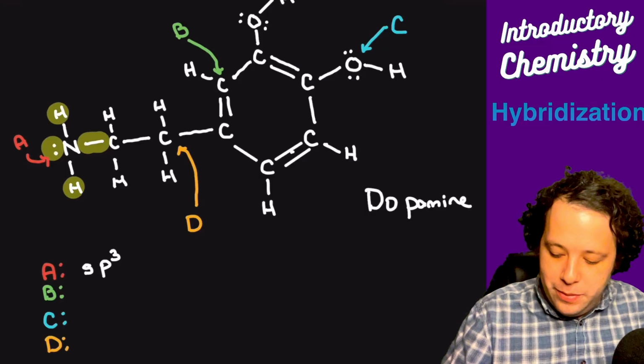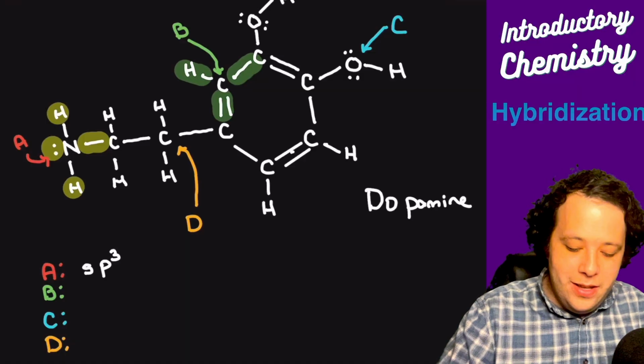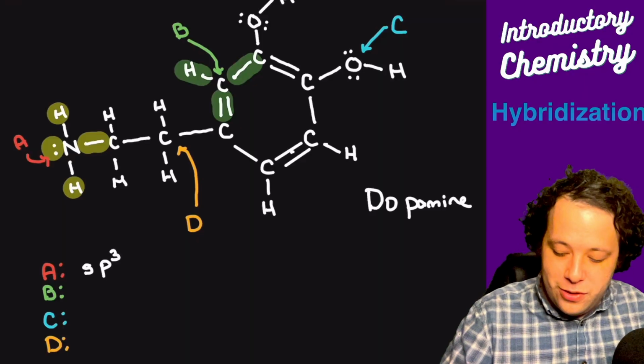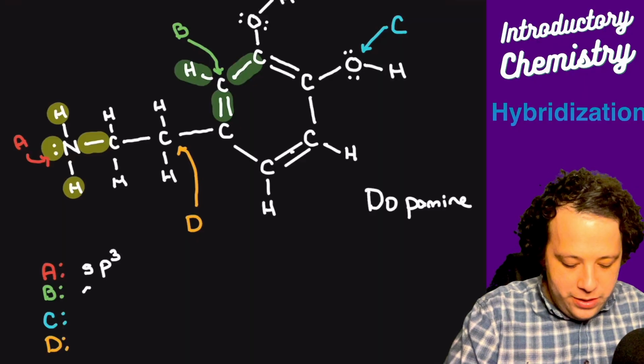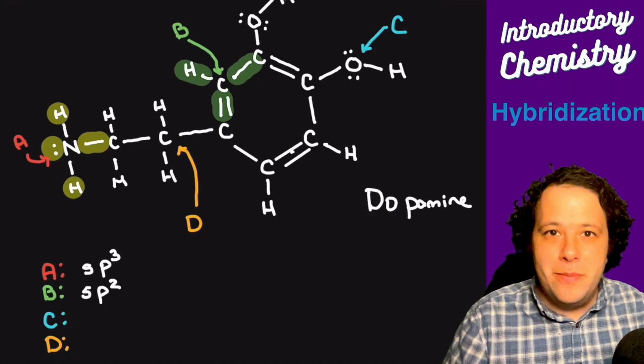All right, if we go to B, how many groups do you got? We're going to be counting here. We got the double bond leads to one, the single bond leads to the other, the hydrogen leads to the other. So this is 3 total. So how would we do that? That would be sp2, right? So counting each of those different pieces.